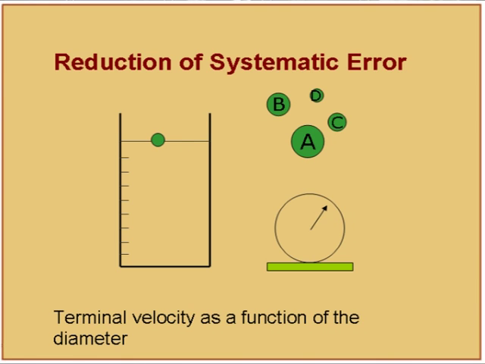Now, as we have pointed out earlier, this variation in temperature is one source of systematic error in this particular experiment. Now how do I remove this effect of temperature variation? So one way would be to use a temperature controlled bath.